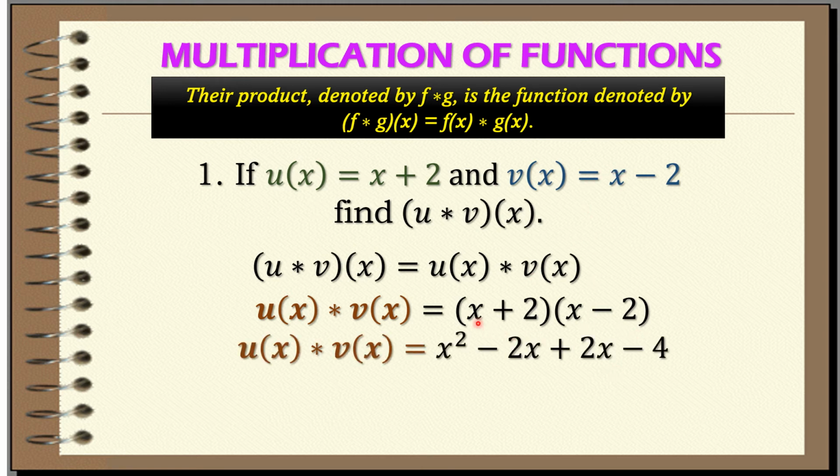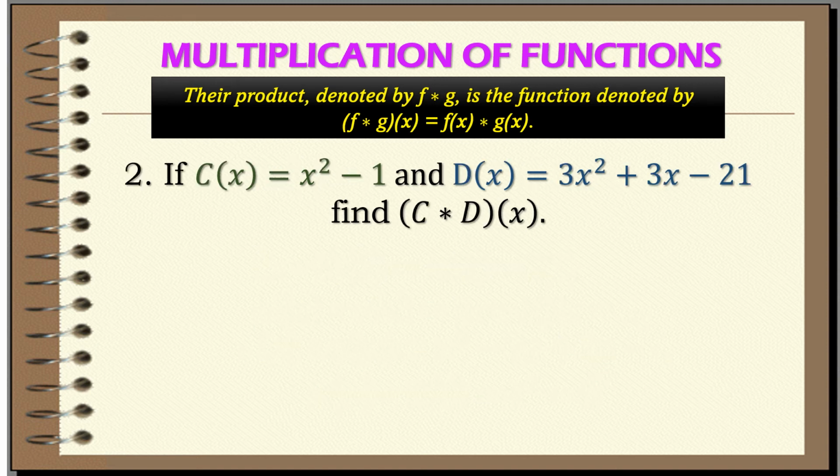So we have here x times x, that is x squared; x times negative 2, that is negative 2x; 2 times x, that is positive 2x; and 2 times negative 2, that is negative 4. And then the next step is to combine the like terms. So negative 2x plus 2x is equal to 0. And therefore, our final answer is x squared minus 4 only, since negative 2x and 2x cancel out, being equal to 0.